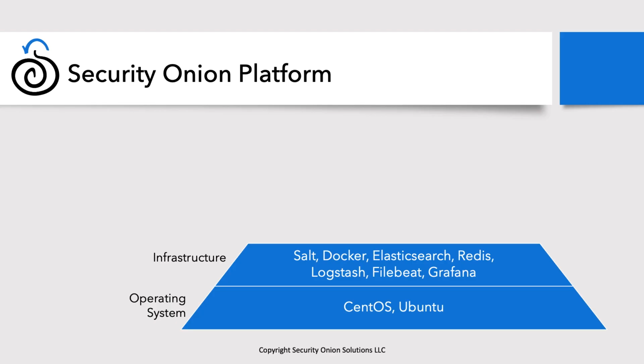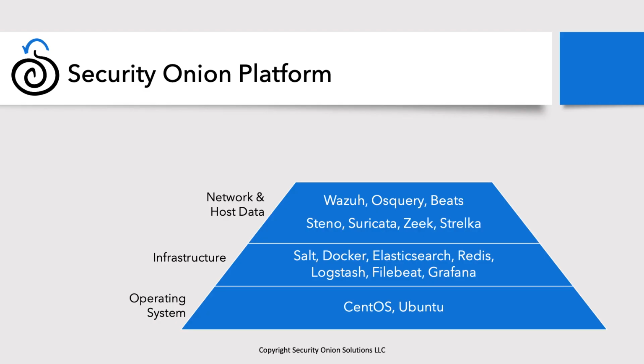On top of that infrastructure, we have the applications that actually generate the network and host data. The first three, Wazuh, Osquery, and Beats, are our host tools. The other four, Steno, Suricata, Zeek, and Strelka, are our network tools. Now, some of these may be a little familiar to you. Wazuh, a fork of OSSEC, is our host intrusion detection system. It allows you to ship logs from your endpoint and generate alerts based on data that it's seeing.